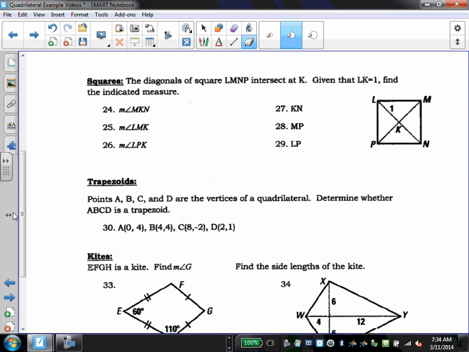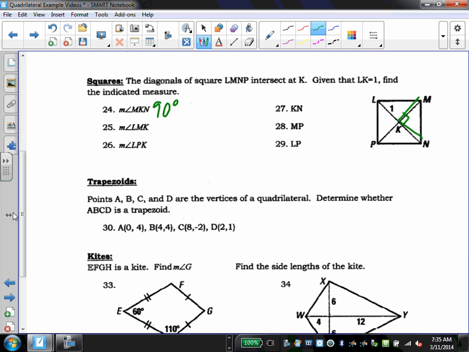Okay, so the measure of MKN is the first thing that we want to find. Well, that's not a bad question. Since this is part rhombus, remember rhombi have their diagonals perpendicular to each other, so we know that MKN has to be a 90-degree angle. So that's not too bad.